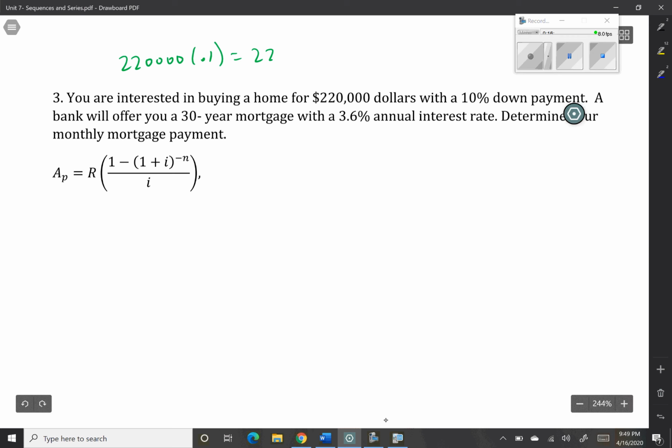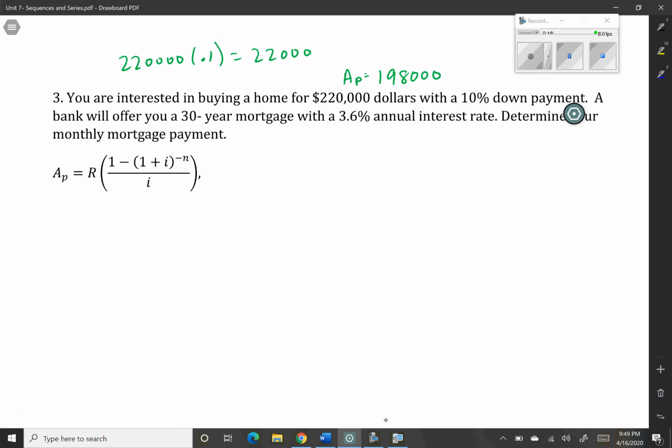That's $22,000. So to buy this house, you're going to have to give them $22,000 before you even step foot in the house, before you make a payment, nothing. So that means I'm going to borrow a little bit less than 220. So if I do $220,000 minus $22,000, my borrow amount, my A of P value, is $198,000. So that's how much I'm borrowing from the bank.